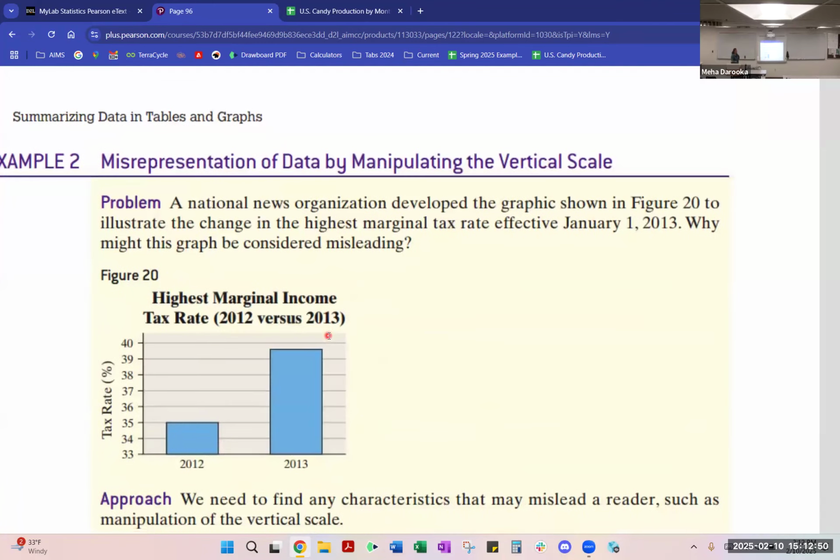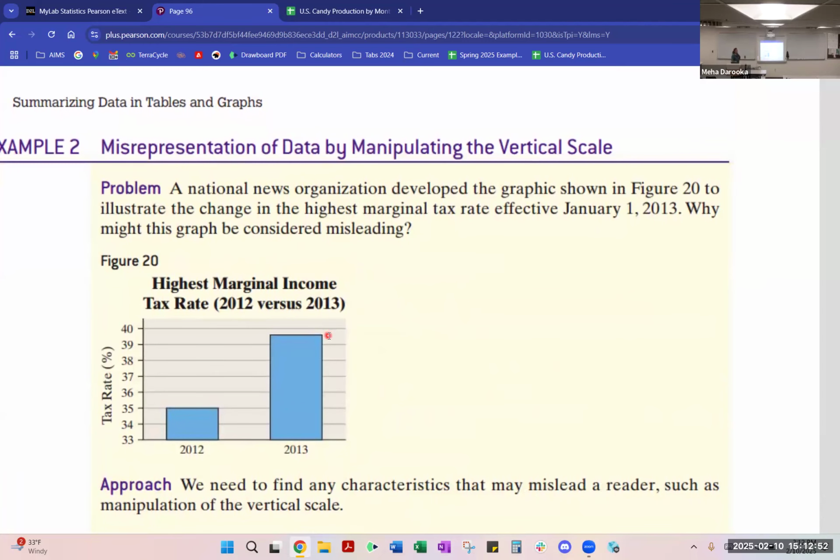All right, here's another example. A national news organization developed the graphic shown below to illustrate the change in the highest marginal tax rate, which was effective January 1st, 2013. So why can this graph be misleading? I'm gonna let you guys look at that for a second and tell me, does anything pop out as what could be the problem here? And Cameron, you can either share your answers with me in chat or you can unmute yourself, whatever you're comfortable with.